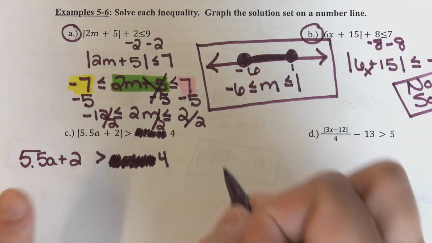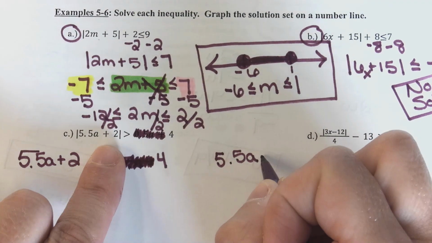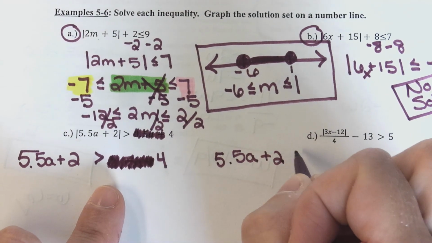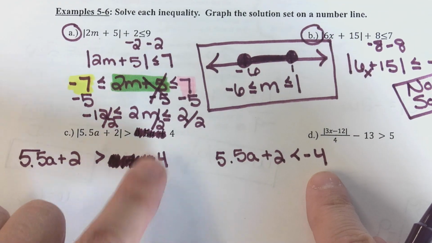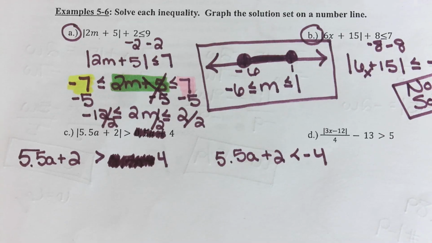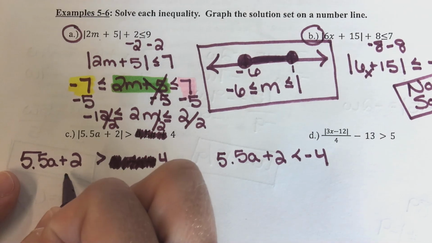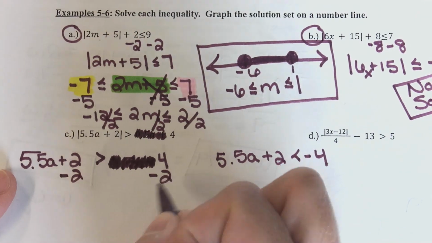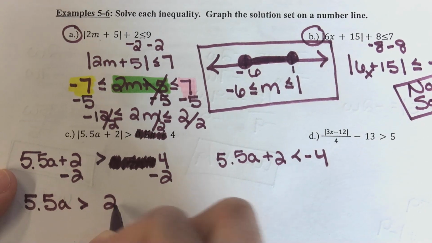Okay, the other one. We're going to take the same thing, 5.5a plus 2, and then we're going to go less than negative 4. So this is my C value. So there's the positive, there's the negative. And then we need to solve down both. So let's start with the one on the left. How could I solve down this one? Subtract 2. So 5.5a is greater than 2. Then what?